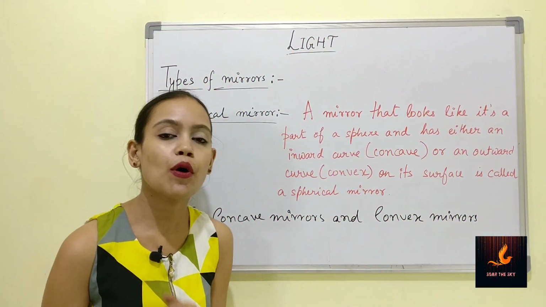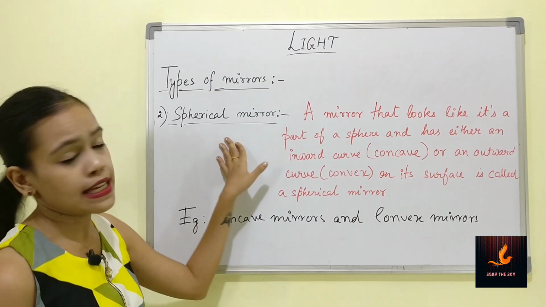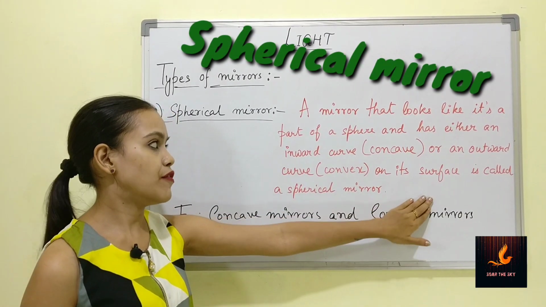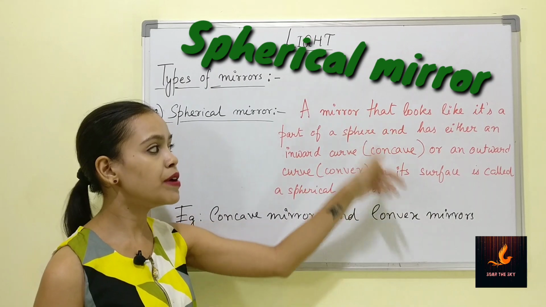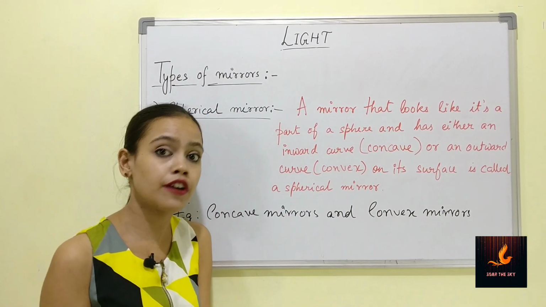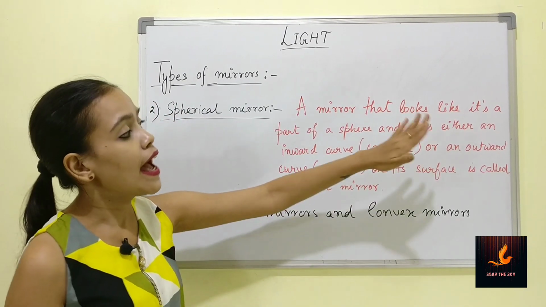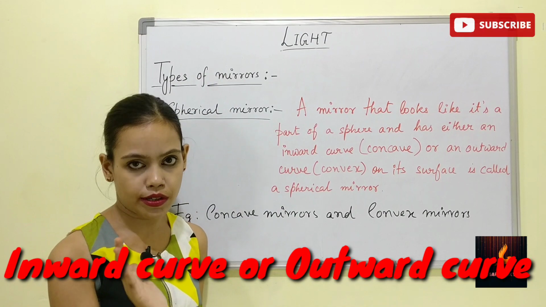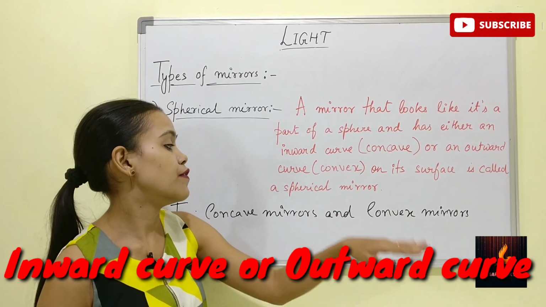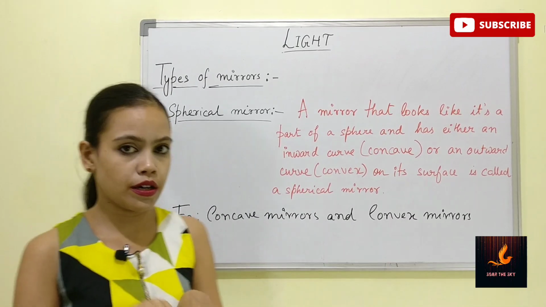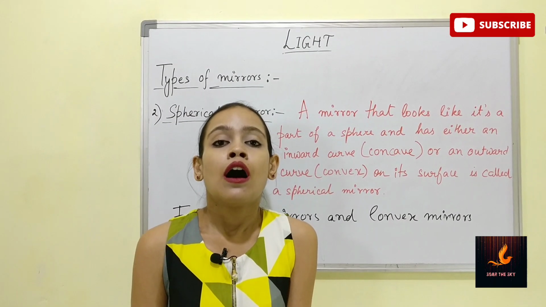The second type of mirror is the spherical mirror. What is a spherical mirror? This is the definition: a mirror that looks like it's a part of a sphere, a round thing, and has either an inward curve or an outward curve on its surface is called a spherical mirror. Now let me explain this to you in a detailed manner.